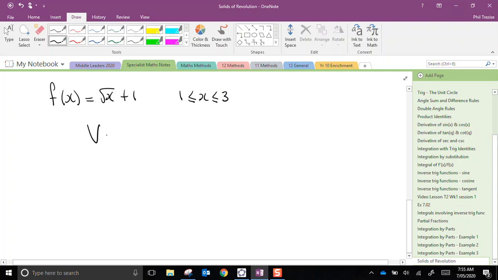So my formula for a volume of revolution: pi, by the integral from a to b of y squared dx. Let's do this. Integral lower limit is 1, upper limit is 3. My function is root x plus 1, which has to be squared.